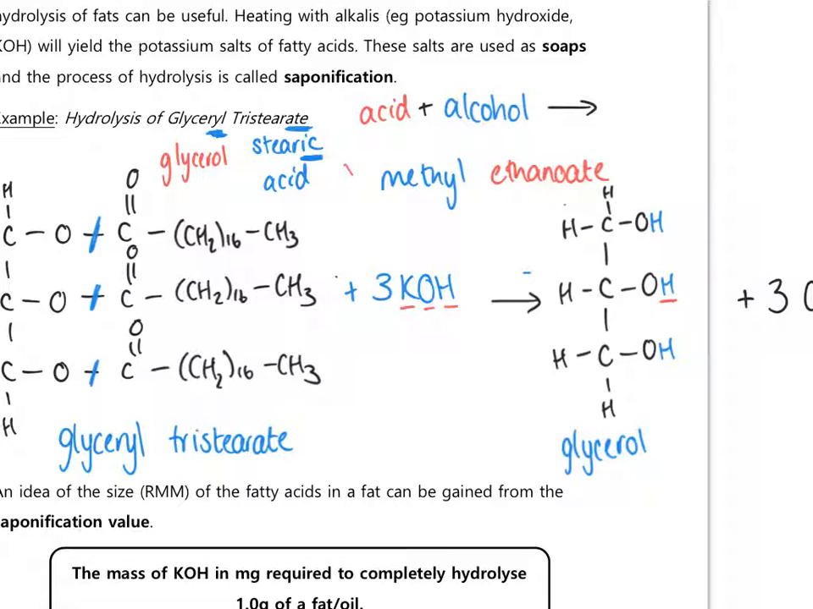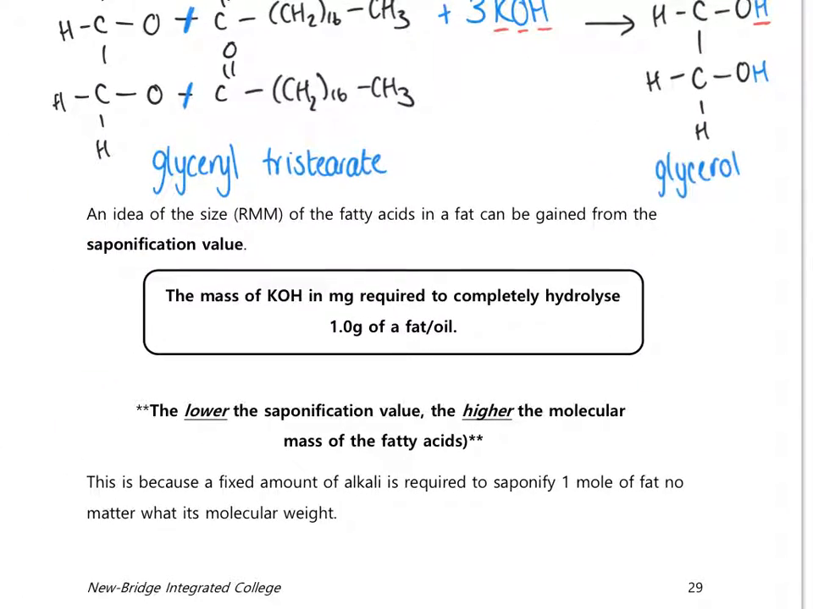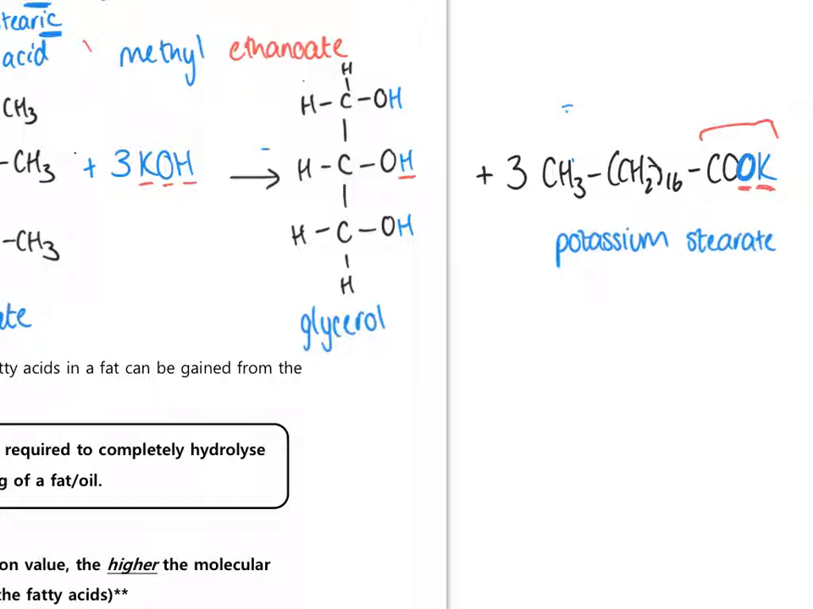So these potassium salts that we form, the potassium salts of the fatty acids, we call them soaps. And they are, funnily enough, used in soap. So that's why this is called saponification, because we're forming soaps. But again, saponification is just a fancy word for the hydrolysis of our fats. Is that okay? Cool.